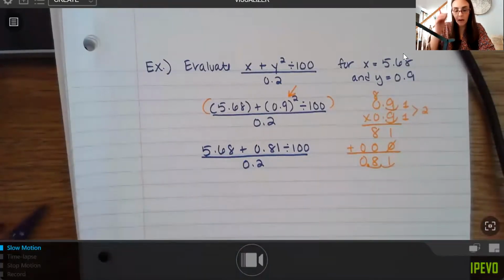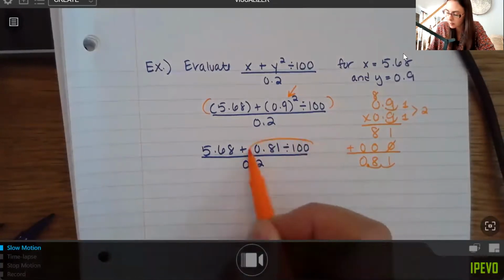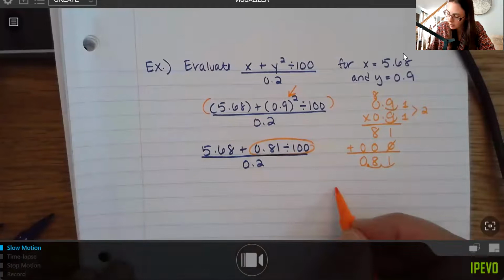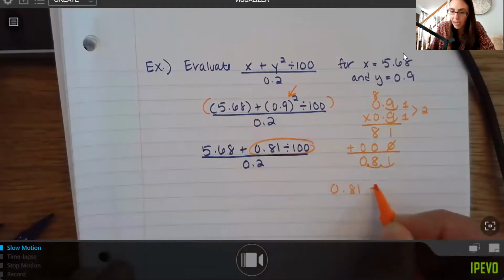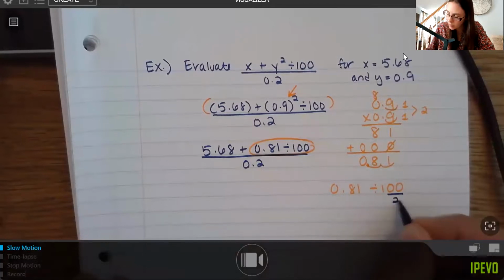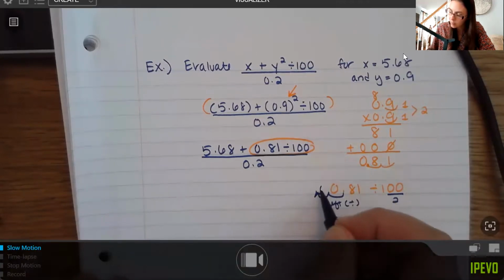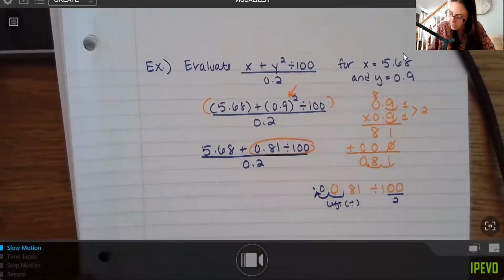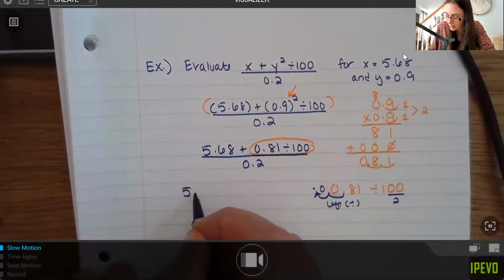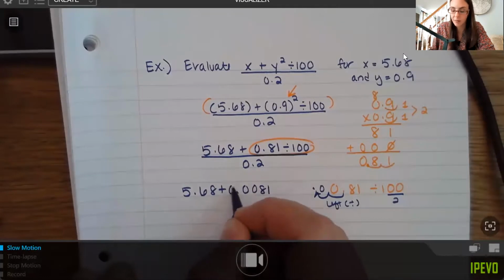Now, my next step here, so again, I'm focusing on the numerator still. I see addition, I see division. Division comes next. Now, that 0.81 divided by 100, I can use that shortcut rule. So I have 2 zeros, so I move 2 places, and to the left because I have division, right? So I'm going to put in a 0 and put that decimal point, and my problem becomes 5.68 plus 0.0081, and I can put that extra 0 up front for my whole number.